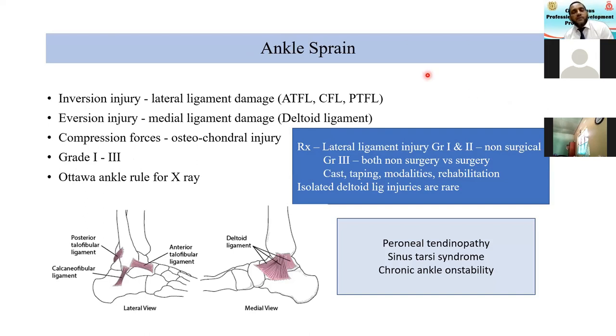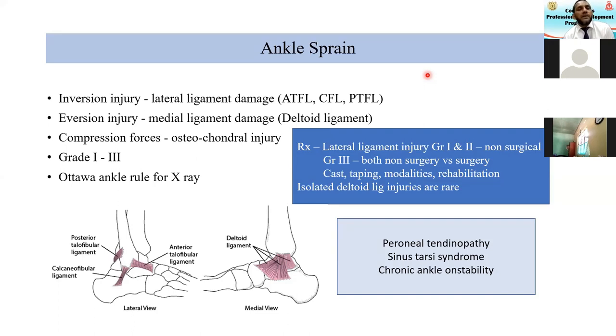Ankle sprain is one of the commonest sport injuries we encounter. There are two types of sport ankle sprains, an inversion type and an eversion type. Inversion type injuries affect the lateral ligaments, the anterior talofibular ligament (ATFL), the calcaneofibular ligament (CFL) and the posterior talofibular ligament. Eversion type injuries are medial ligament damage, where the deltoid ligament is mostly involved, but that injury is very rare. The commonest is the inversion type injury involving the lateral ligaments.